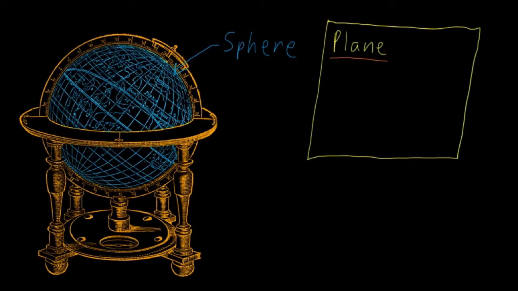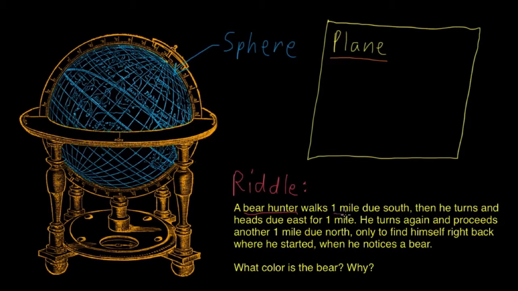To capture the essence of this point, there's a classic riddle, which you may have heard before. A bear hunter walks 1 mile due south, then he turns and heads due east for 1 mile. He turns again and proceeds another 1 mile due north, only to find himself right back where he started when he notices a bear. What color is the bear? Why? We can think about this and remember our compass directions, which I'll draw here: north, south, east, and west.